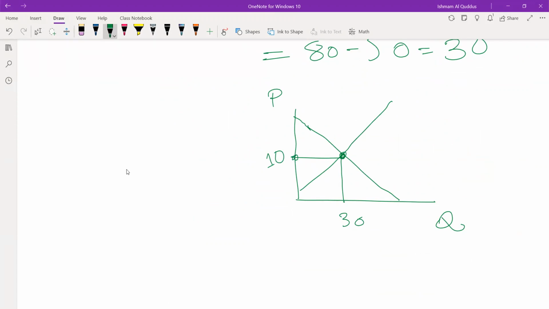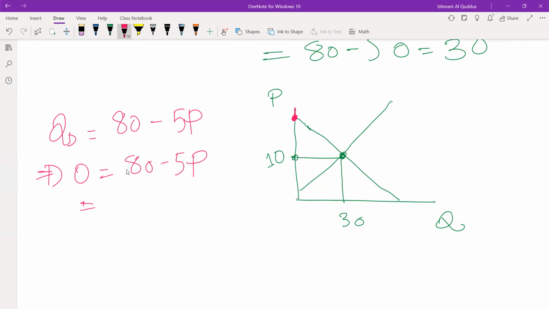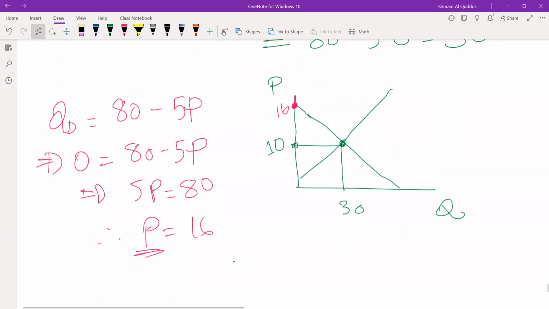So now how do we find out the consumer surplus? This point is the extreme point where we basically see the maximum willingness to pay, right? At this point, the quantity demanded is zero. So our demand function was QD equals 80 minus 5p, right? So we can solve this: 0 equals 80 minus 5p. We will get 5p equals 80. Now p would be 16. So what is this p? The p is the maximum willingness to pay that we derive using the demand function.